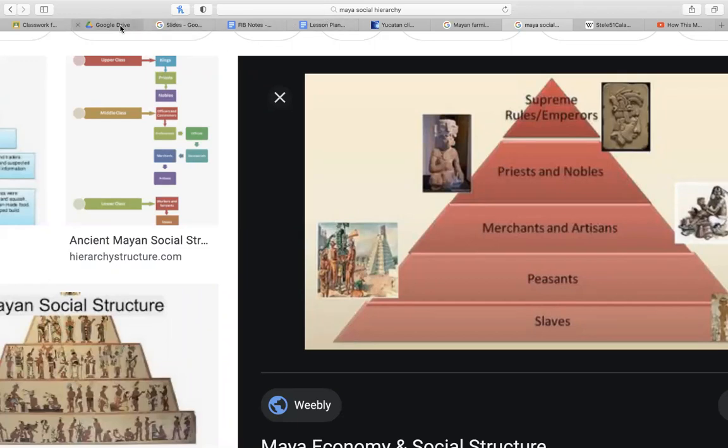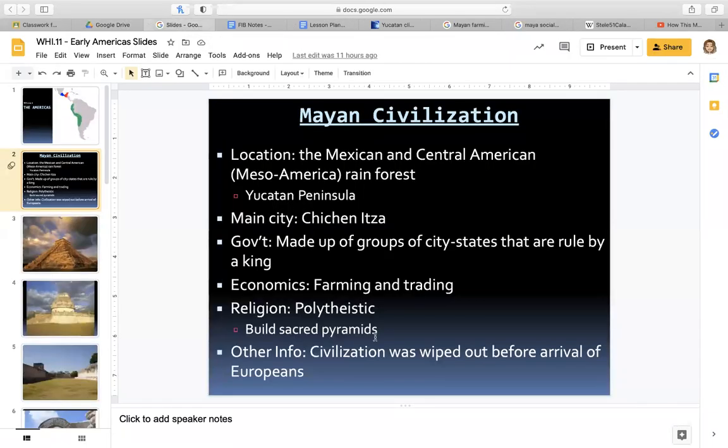Going back to the Maya economy, they had farming and trading as their main source of income. Trading, especially being on a peninsula, which we know a peninsula is a surface of area surrounded by three sides of water.